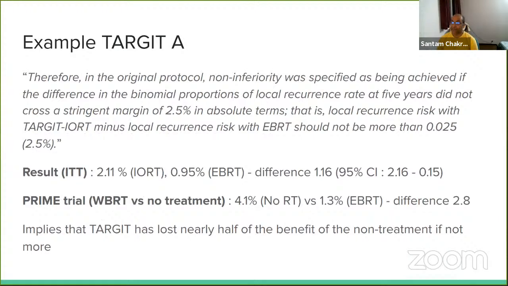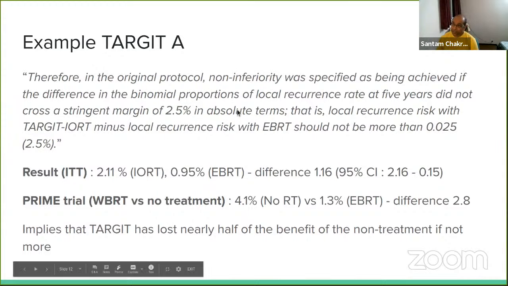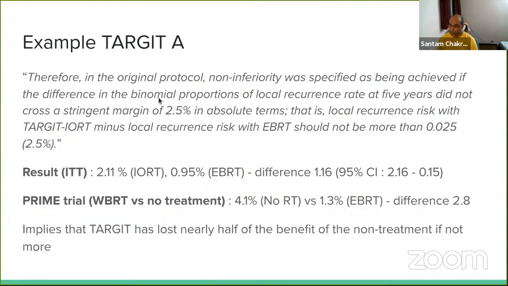And let us take an example of a very, very important study which has recently come, the TARGET-A study, which has presented their long-term outcomes. And I would read and quote the non-inferiority statement they had used. In the original protocol, non-inferiority was specified as being achieved if the difference in the binomial proportions, which basically means the proportions, of local recurrence rate at 5 years did not cross a stringent margin of 2.5% in absolute terms.